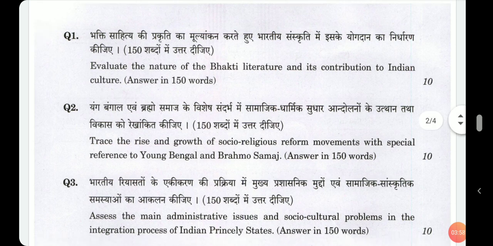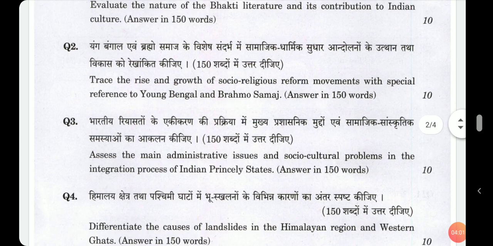Second question, trace the rise and growth of socio-religious reform movement with special reference to Young Bengal and Brahmo Samaj. Let's answer this. Socio-religious reform movements arose in India during 19th century, not only facilitated by but also as a reaction to colonial rule. After the establishment of British political supremacy in India, Young Bengal and Brahmo Samaj represented two important points of these reformist movements.